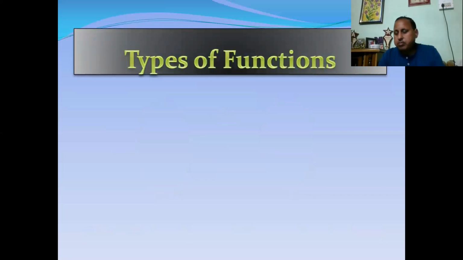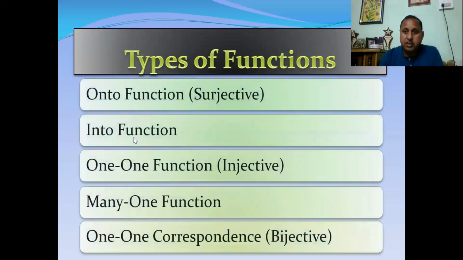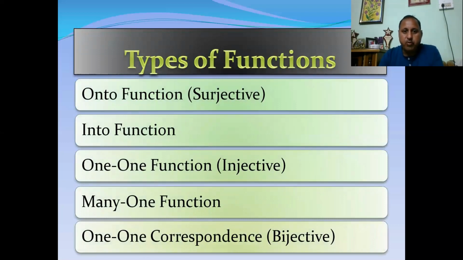So now you know about the function. Now come to the point: types of function, especially in +2 class. Clear? There are different types of function. You can see here, I have written onto function, another name is surjective; into function; and one-one function, that is also called injective function; many-one function; and then one-one correspondence, that is bijective function.